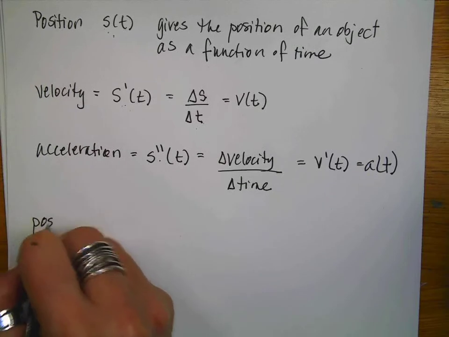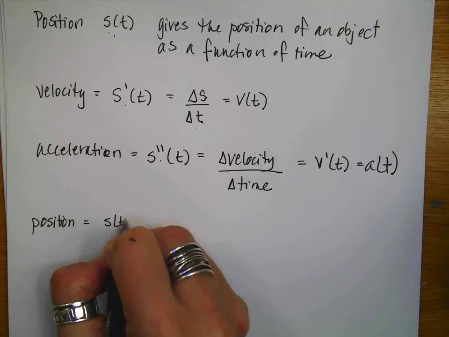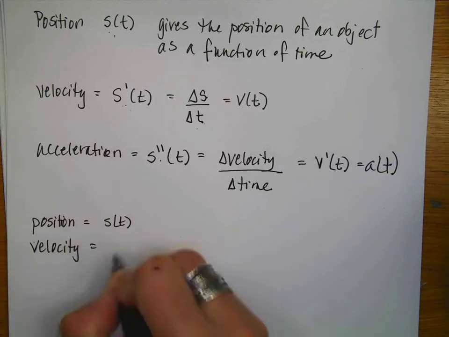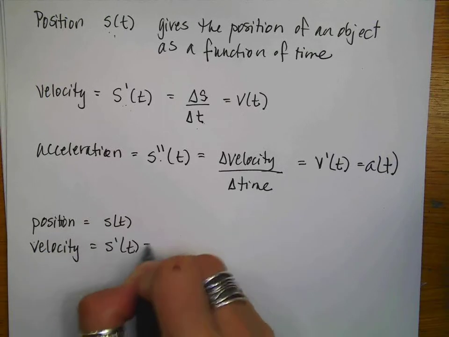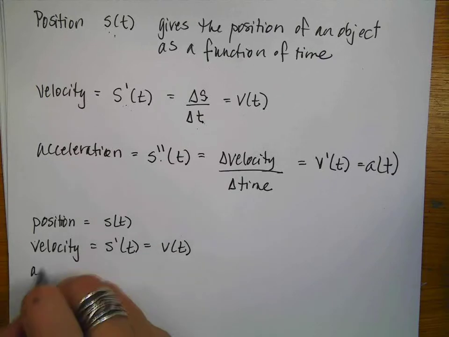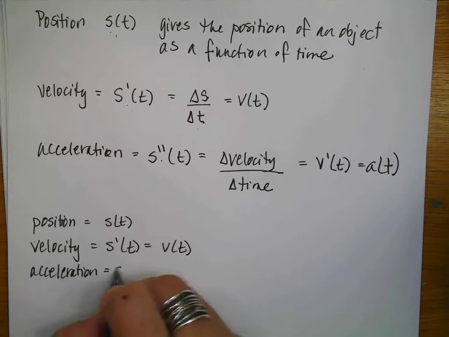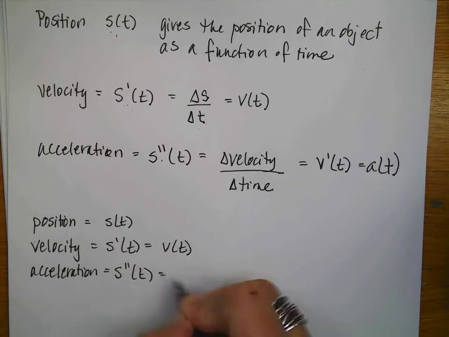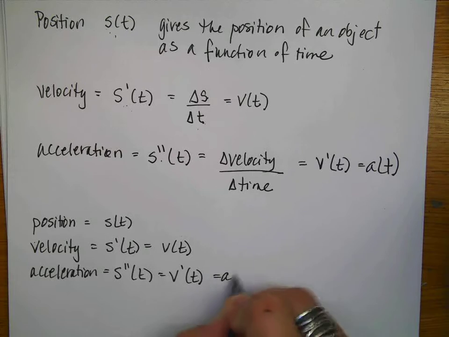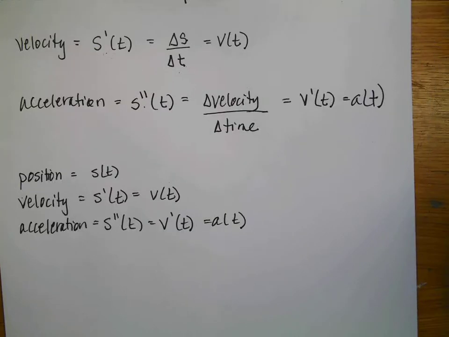Okay? So I'm going to just write this again because this is a really critical thing to know. Position is s of t. Velocity is going to be s prime of t, and there is my velocity function, and then acceleration is going to equal s double prime of t, or it's going to equal the derivative of the velocity function, and that is acceleration. Okay?